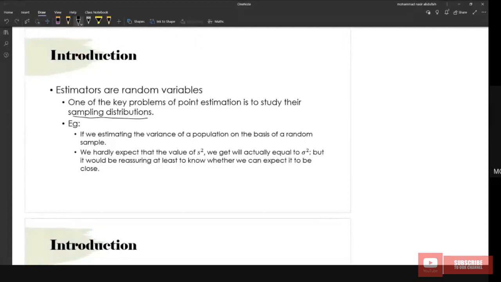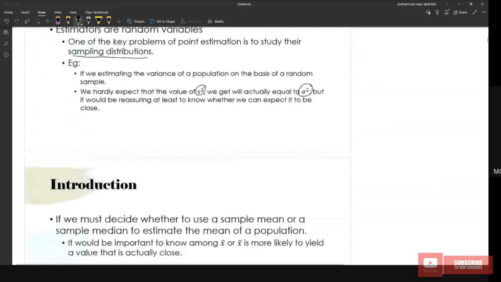So if we are estimating the variance of the population on the basis of a random sample, then we hardly expect the value of S square we will actually get to be equal to sigma square. But it will be reassuring at least to know whether we can expect it to be close. So whether we want to expect S square to be close or equal to sigma square, right? So this is the point of estimating.